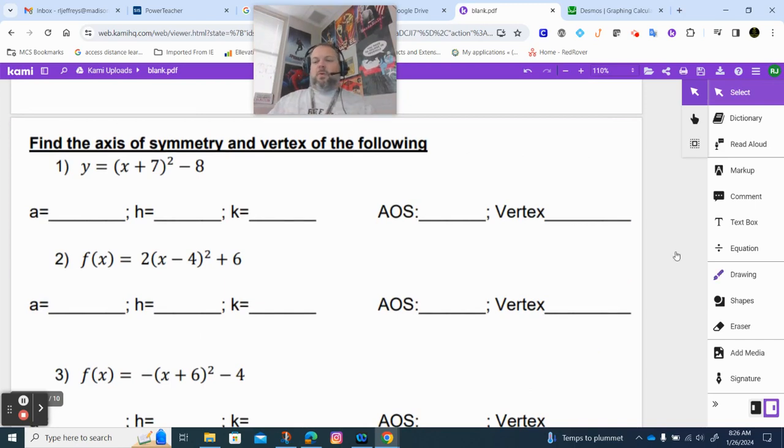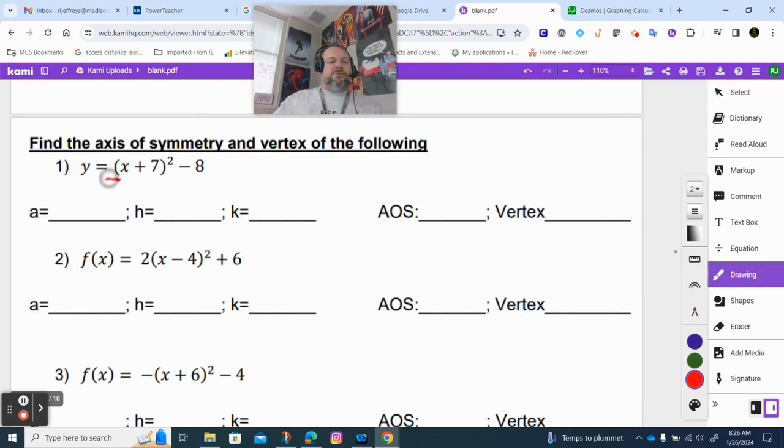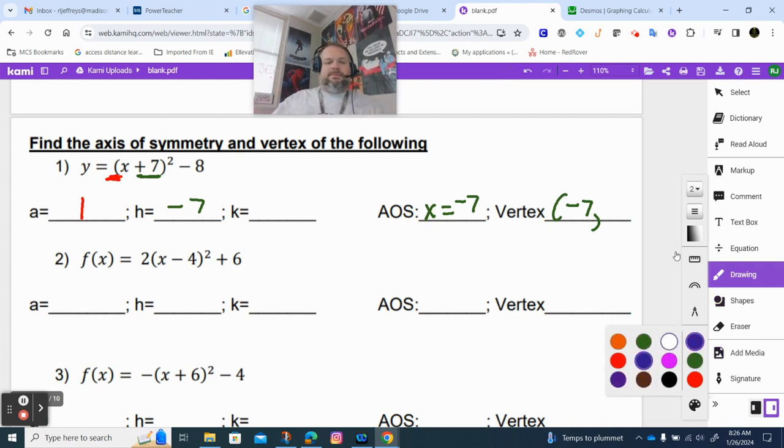All right. Number 1. What is our a value right here? 1. What is our h value? It's the opposite. It's -7. So we write x equals -7 and then (-7. I hadn't decided yet if I'm going to put x equals or write the parentheses. All right, our k is -8 and it goes back here.